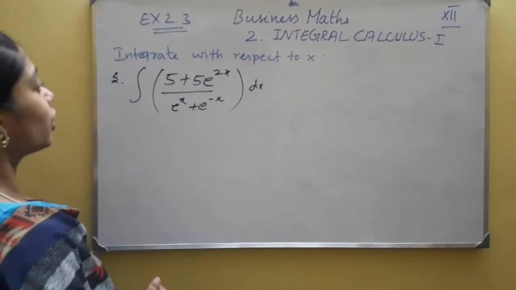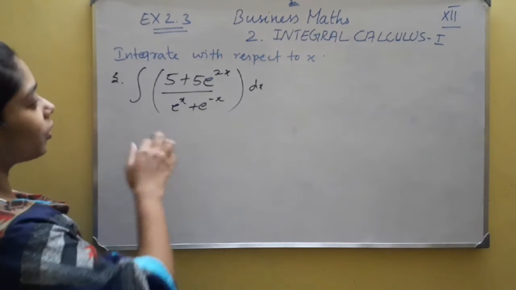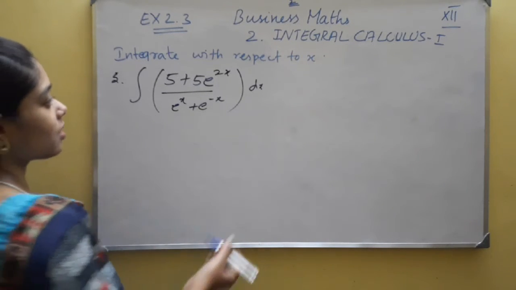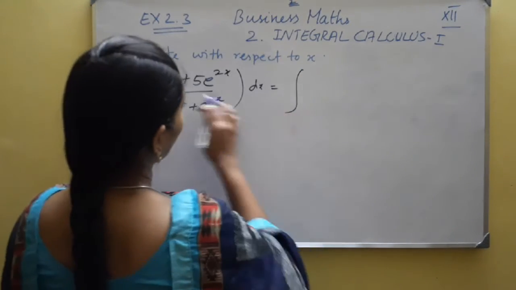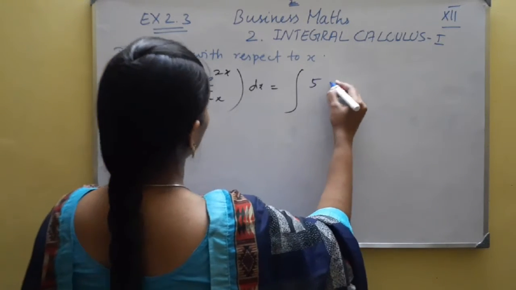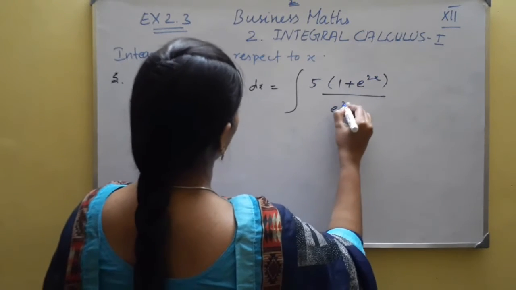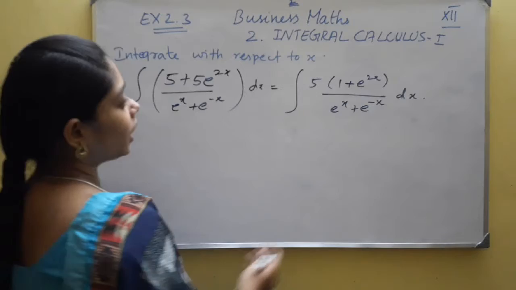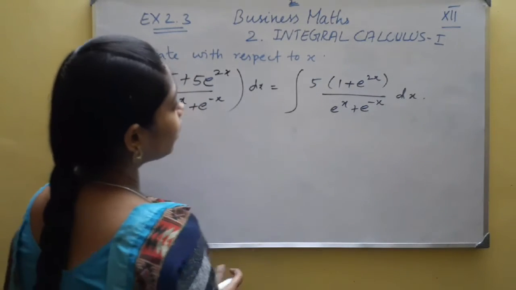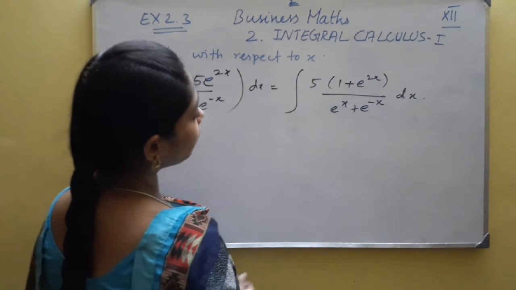Fifth problem, I want to integrate 5 plus 5 into e power 2x divided by e power x plus e power minus x into dx, which is a little bit tricky. So I am going to take 5 as a common factor in the numerator part. I will get 1 plus e power 2x divided by e power x plus e power minus x into dx. I can't take this directly to the numerator, it makes my problem much more difficult.